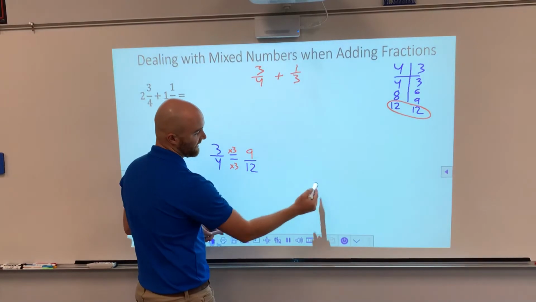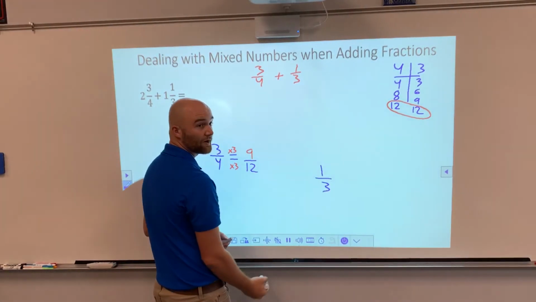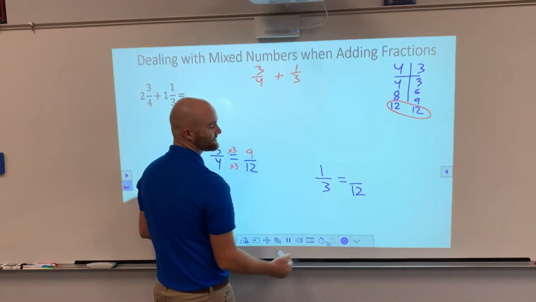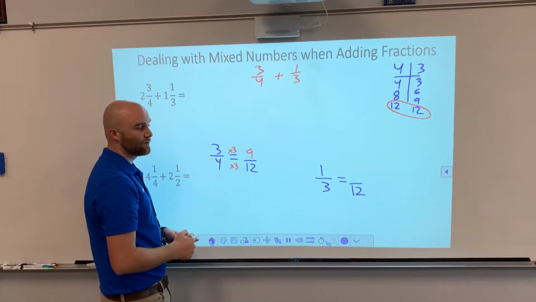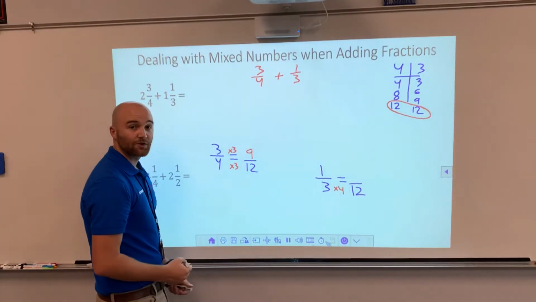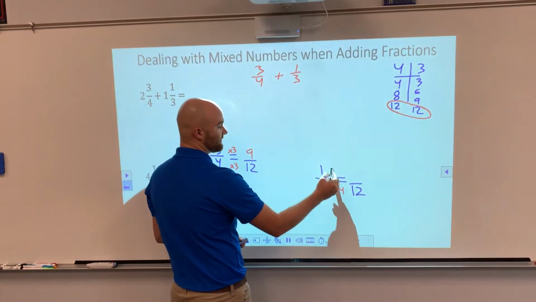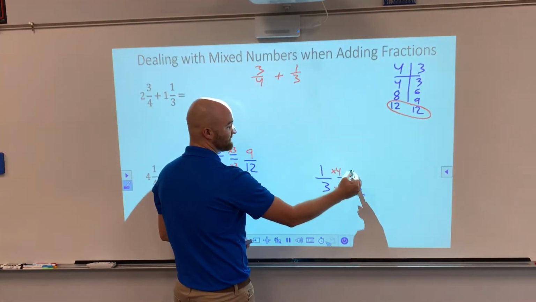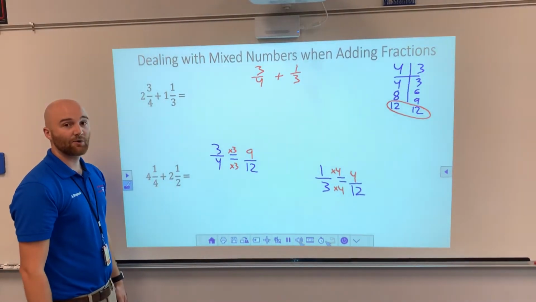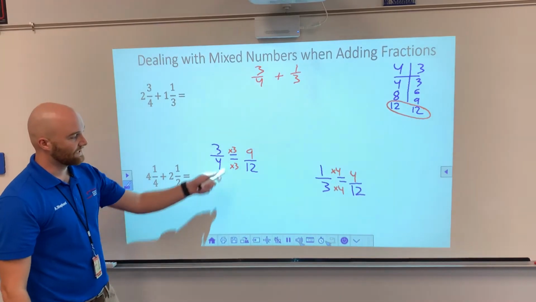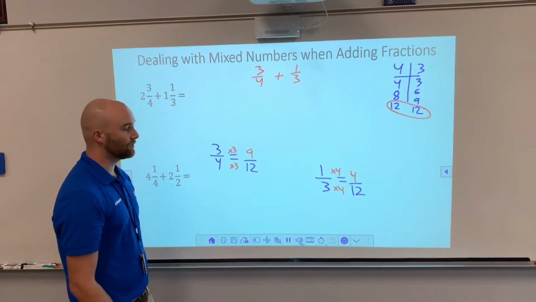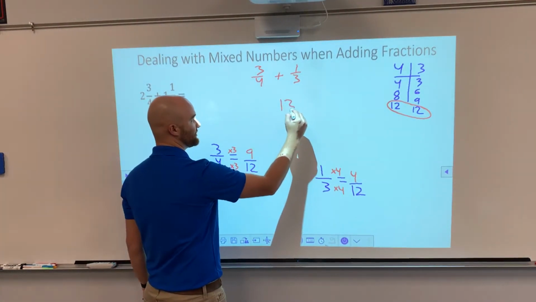I'm going to do the same thing with 1/3. I wanted to make this equal to some amount of 12ths. What did I do on the bottom? Well, I did times 4 on the bottom. 3 times 4 is 12, so on the top I must do the same thing. 1 times 4 is 4/12. Now all I've got to do is add those together. 9/12 plus 4/12 gives me a total of 13/12.